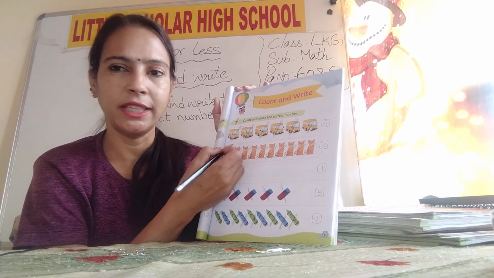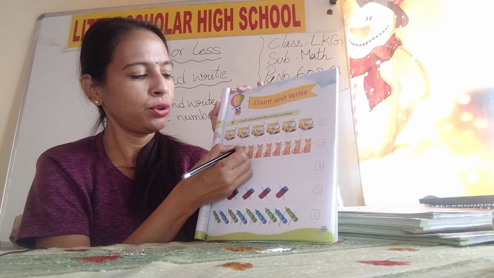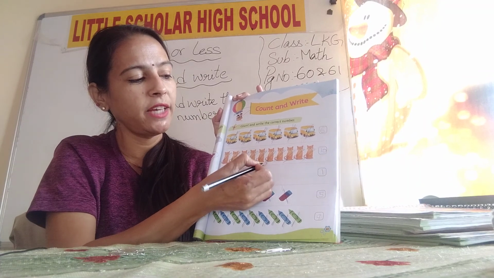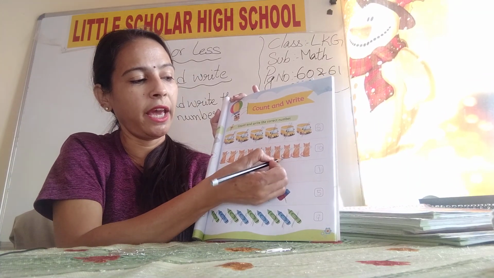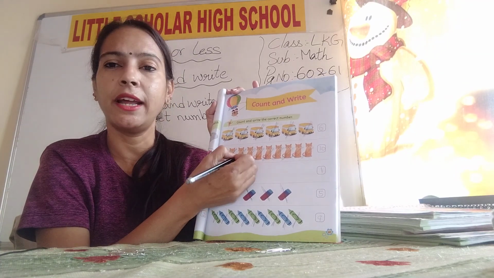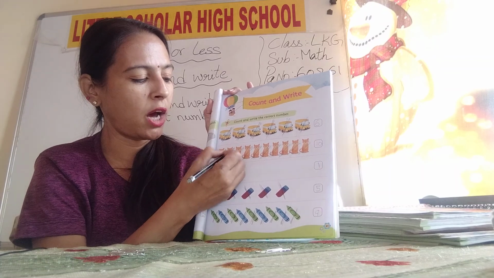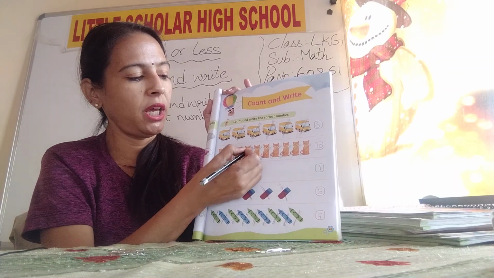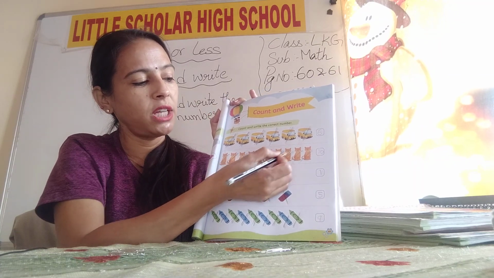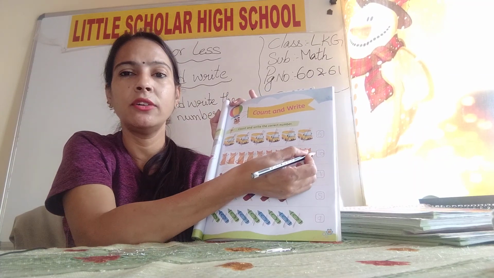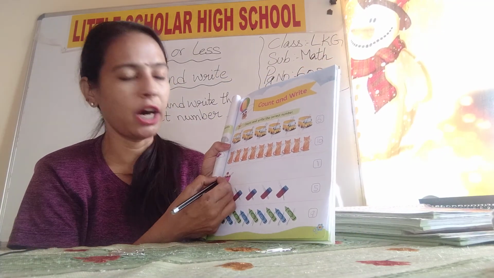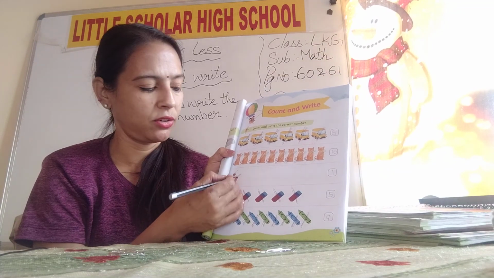How many cats are there? 1, 2, 3, 4, 5, 6, 7, 8, 9, 10. There are 10 cats. Now, how many cupcakes are there?